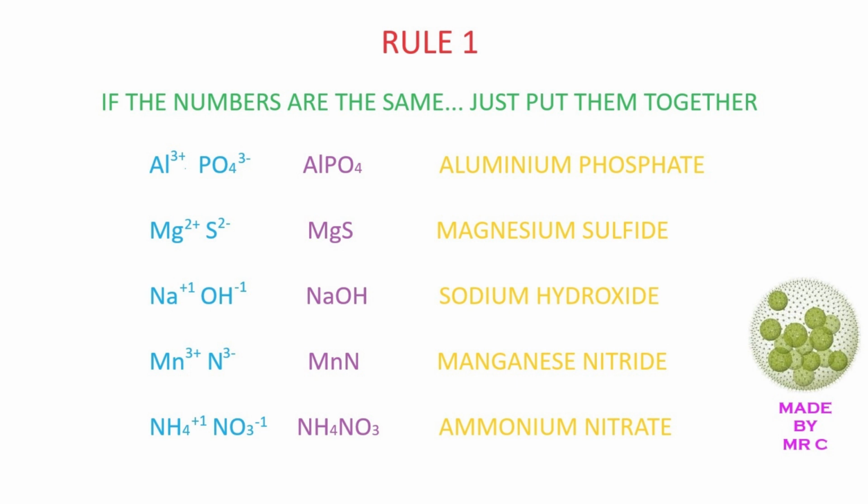Then we've got manganese +3 and nitride -3. They cancel each other out and it becomes MnN, otherwise known as manganese nitride. And then last of all, we've got ammonium +1 and nitrate is -1. So the charges cancel each other out. We just put them together to make NH4NO3. And this is called ammonium nitrate.